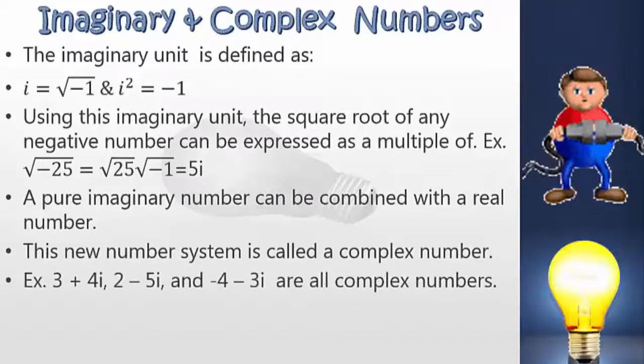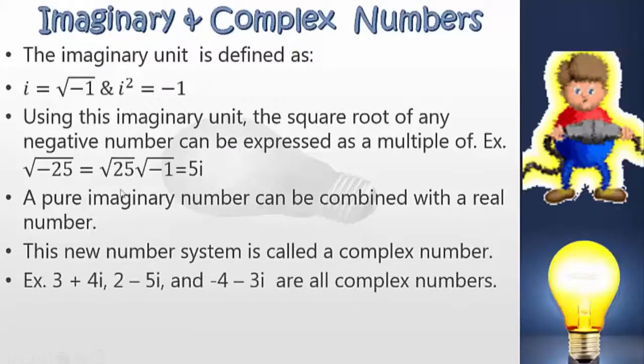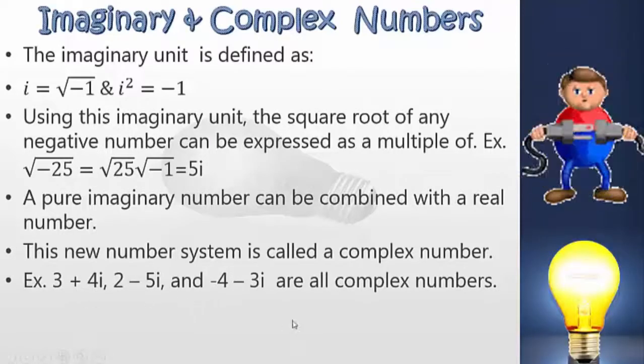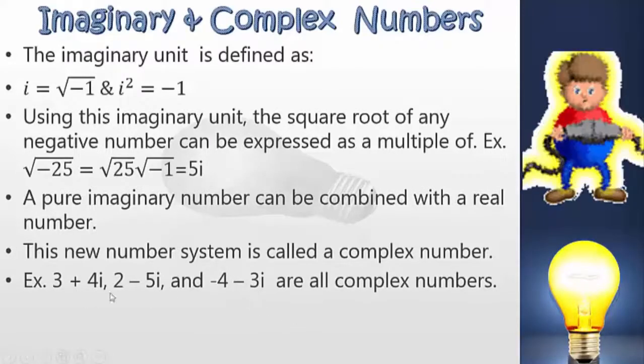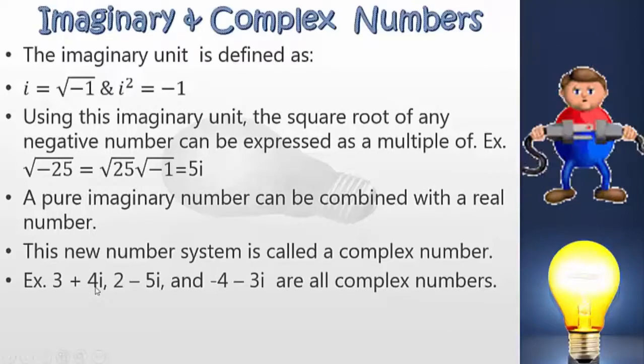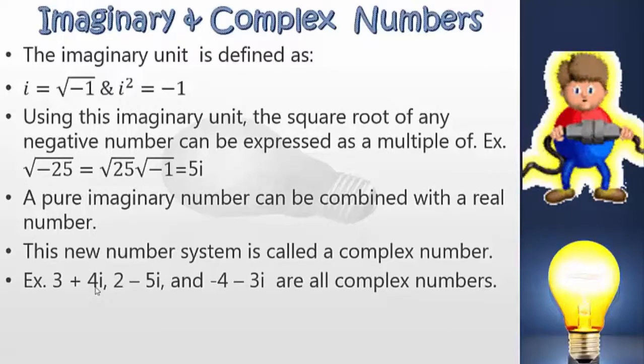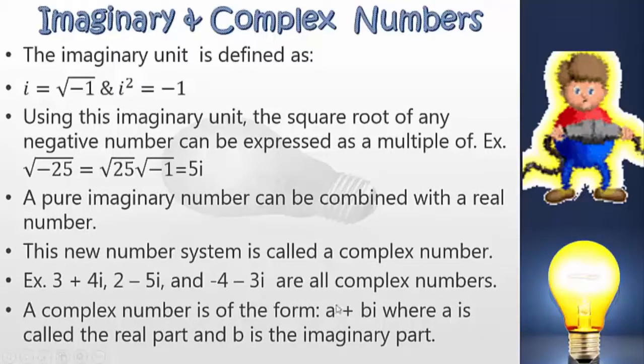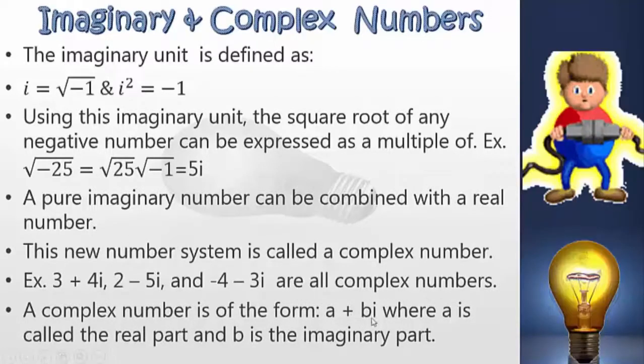And this is what happens. So, for example, if you see something that looks like 3 plus 4i, or 2 minus 5i, or negative 4 minus 3i, this is the real part where the 3 is, and this is called the imaginary part where the 4i is. So a complex number is of the form a, which is the real part, plus bi, which is the imaginary part.